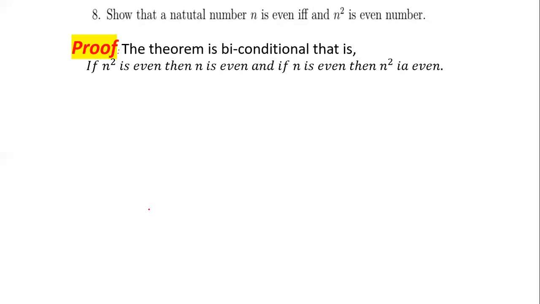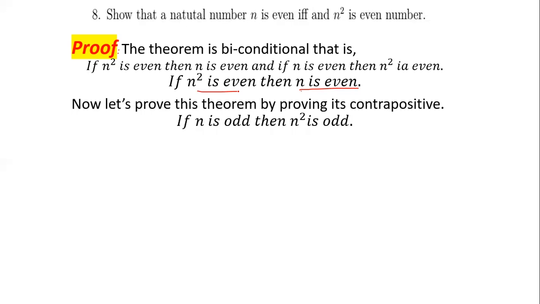In order to prove, for example, the forward or first component of this biconditional statement, we have to apply proof by contradiction. We know that the first component is if n square is even, then n is even, so the contrapositive of this could be if n is not even, that is if n is odd, then n square is odd. So in statement form, it is if n is odd, then n square is odd.